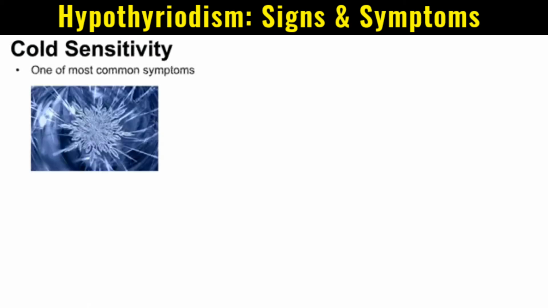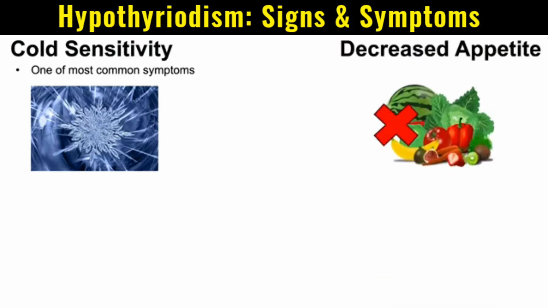Cold sensitivity is actually one of the most common symptoms, and the reason why hypothyroidism can cause cold sensitivity is because, as we mentioned before, thyroid hormones are involved in increasing metabolism. So if we have a low thyroid functioning or low thyroid hormone levels, we're going to have lower metabolism, so we're going to have a lower core body temperature. So there's going to be issues with cold sensitivity. Another symptom of hypothyroidism is decreased appetite. And again, this is due to having decreased metabolism.